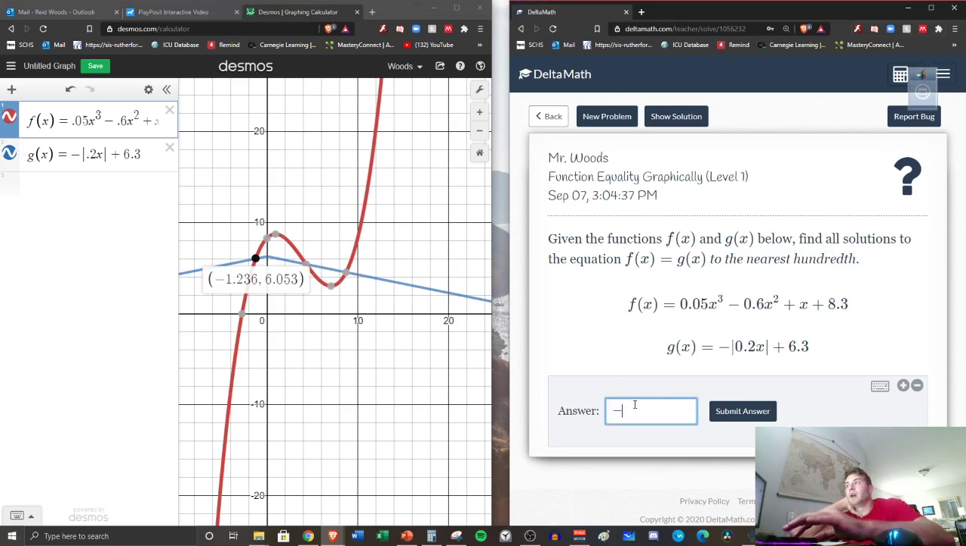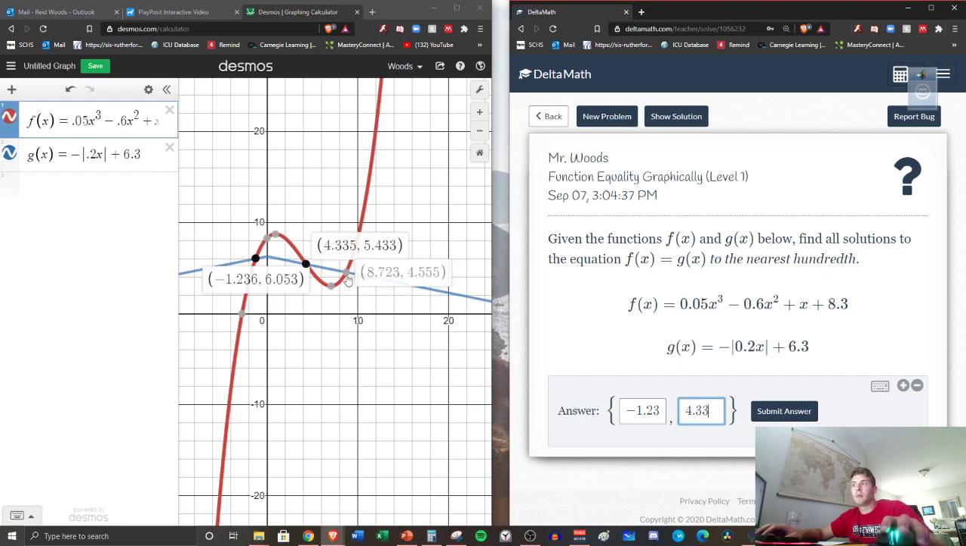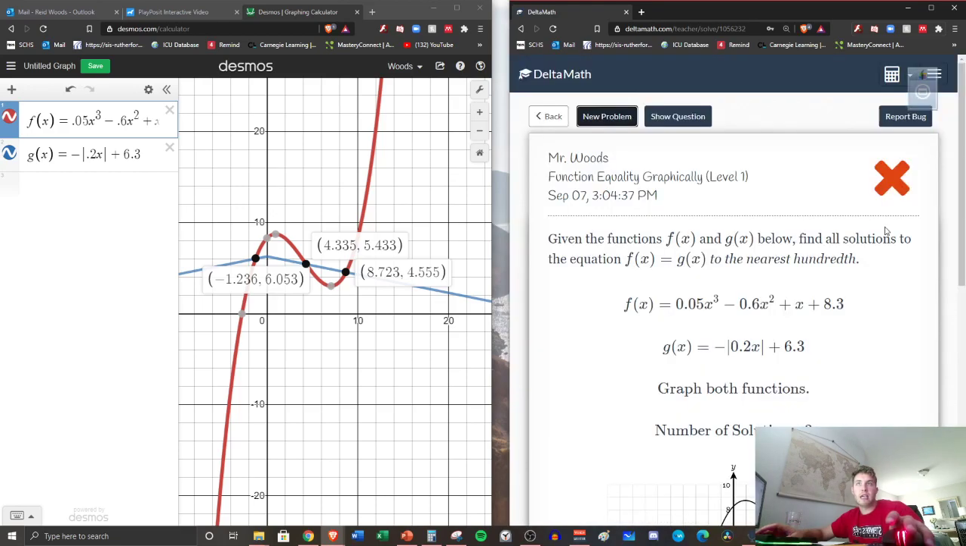So negative 1.23. Now, if you just start typing all these in with spaces, it won't let you space it, but you want to use commas. If you hit a comma, it's going to give you, there's the next solution, okay? So I go to the next one, and we put in 4.33. And Desmos, by the way, is going to make this super quick. You can also hit the plus sign to add a solution. 8.72. Very fast.